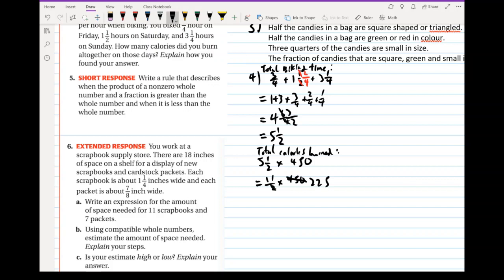And so we have to work out what 225 times 11 is. So at the side, you can do your working out. 225 times 11 will give you 225 over here, and then we have 225 over here. Then add them up. 5, 7, 4, 2. That's 2,475 calories. And so the total calories burned is 2,475.